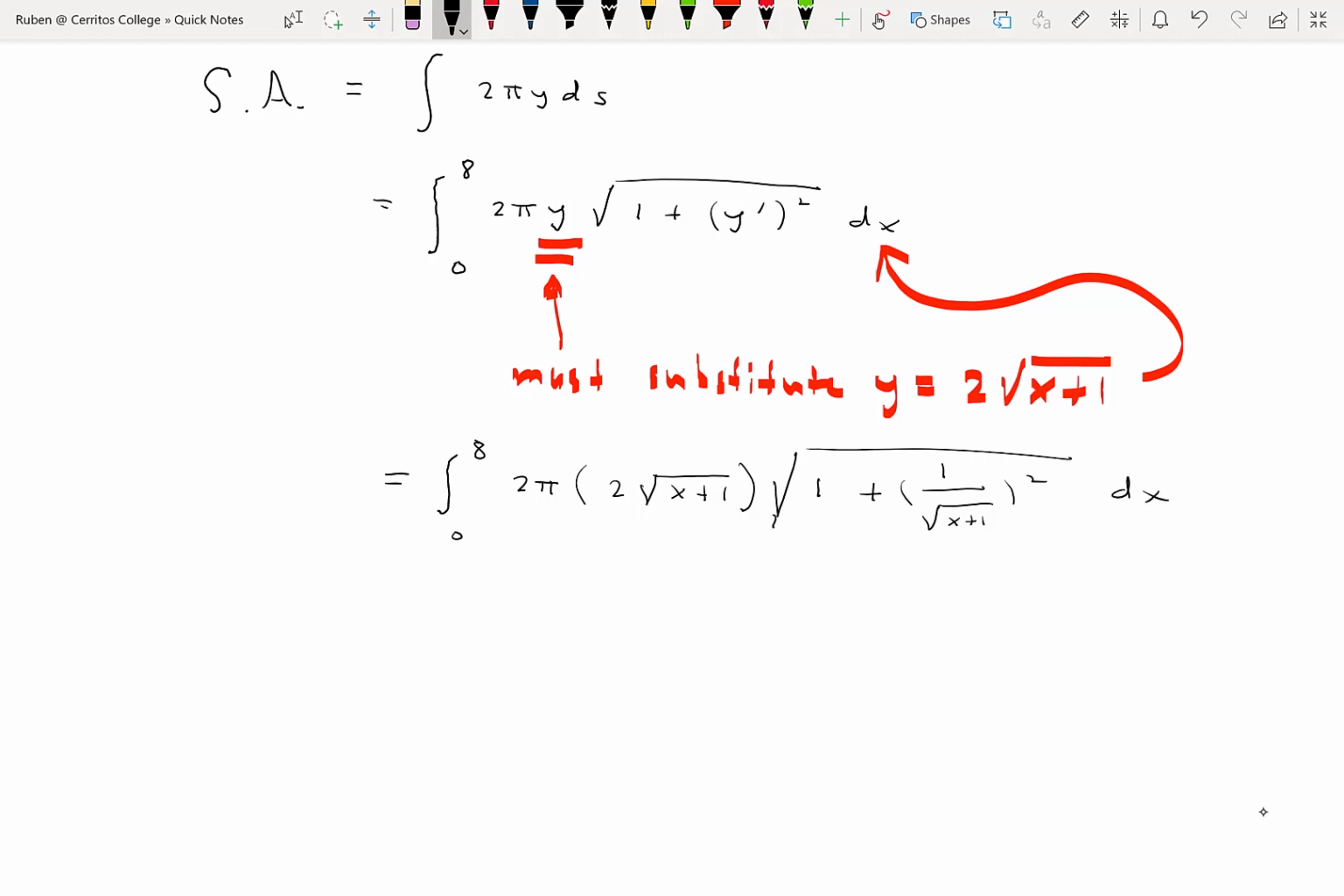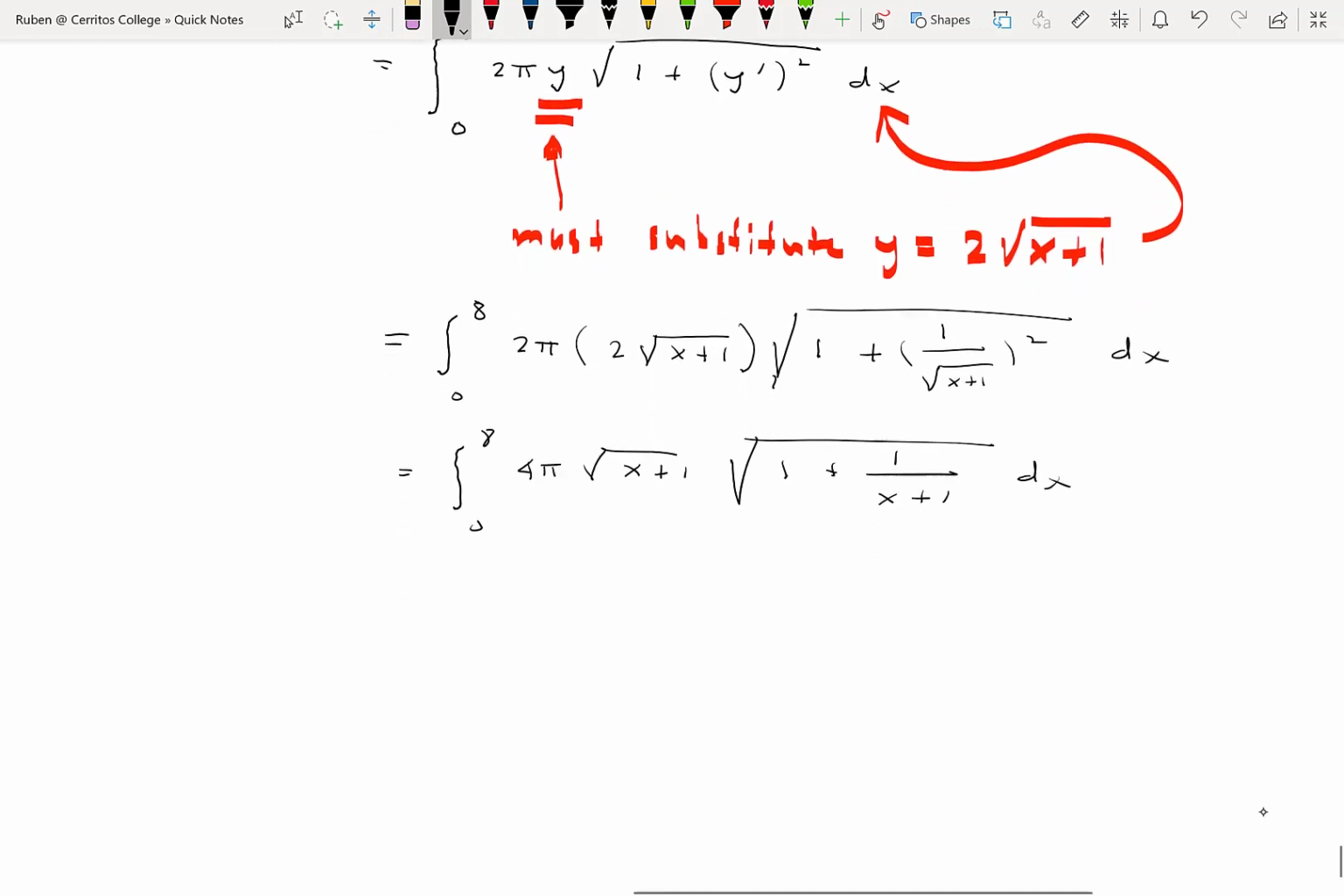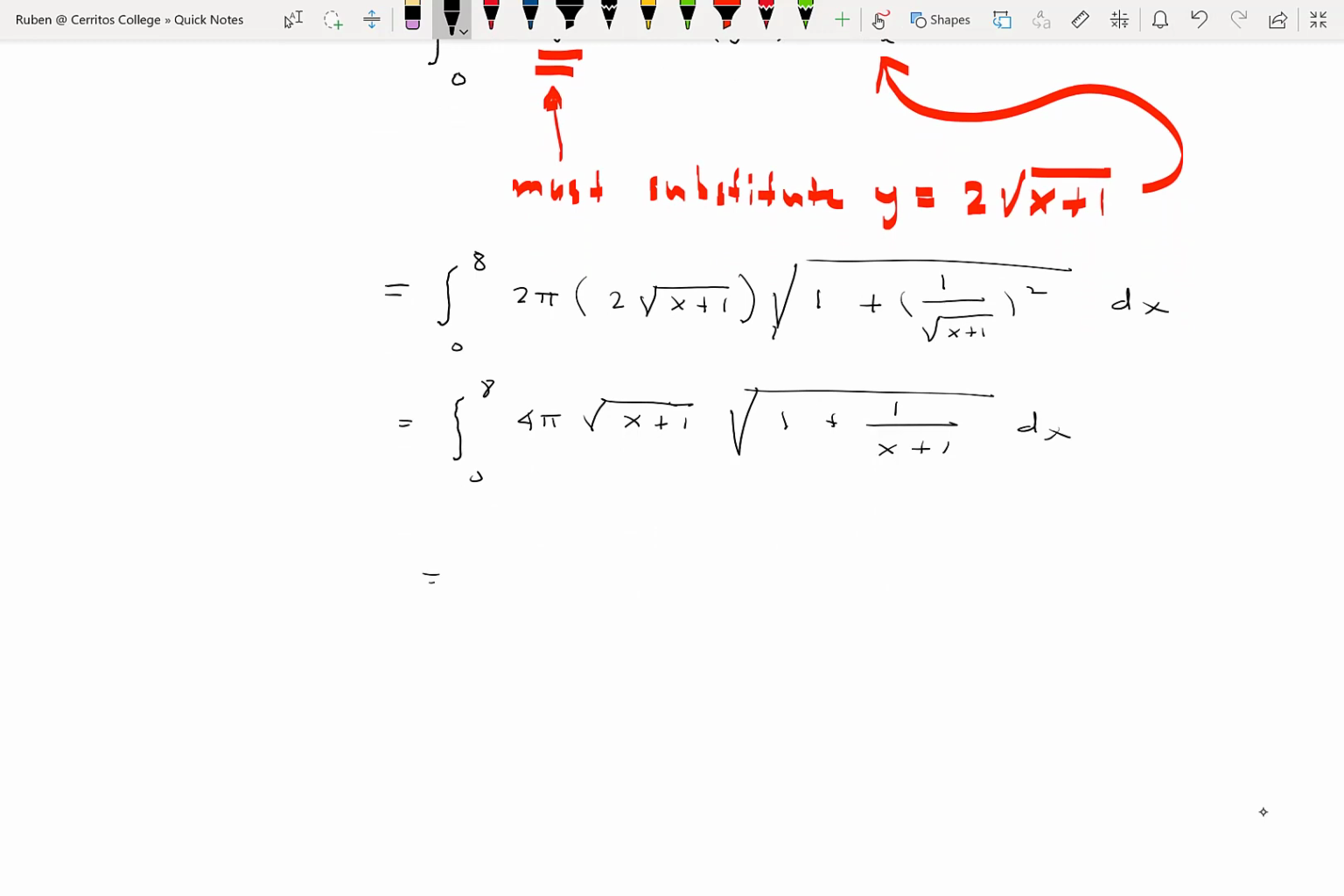That integral looks terrible, but it's really not so bad. So this becomes the integral from 0 to 8, 4 pi times the square root of x plus 1, times the square root of 1 plus 1 over x plus 1, all under the radical sign, dx. It still looks pretty nasty, but it's not so bad. Trust me. If you don't trust me, you'll find out in a few seconds it's not so bad.